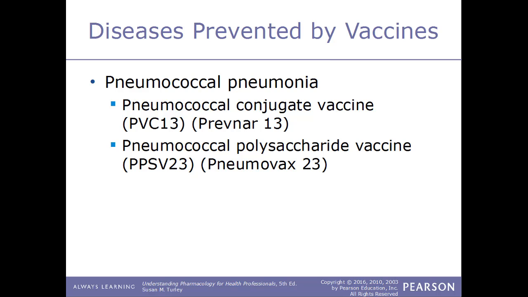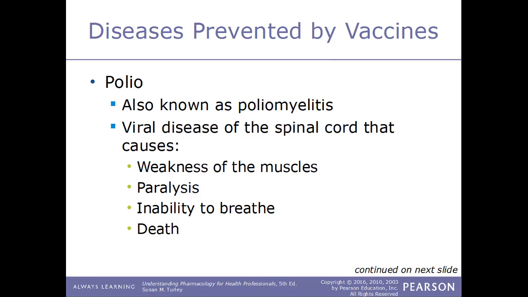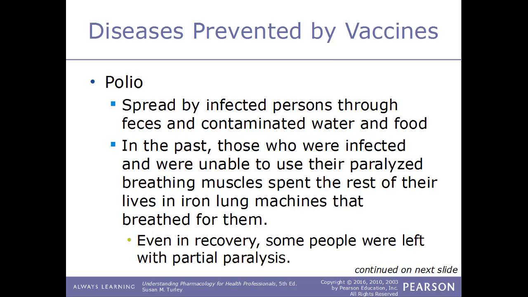And some trade names that you could find this vaccine under for PCV13 would be Prevnar 13, and for PPSV23, Pneumovax 23. Another condition, polio, also known as poliomyelitis. This is a viral disease of the spinal cord that can cause weakness of the muscles, paralysis, the inability to breathe, and eventually death. This is spread by infected persons through feces and contaminated water and food.